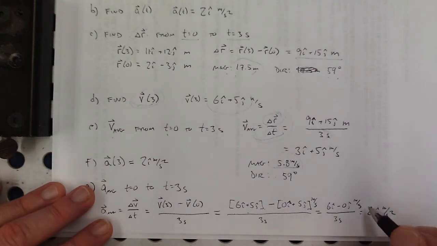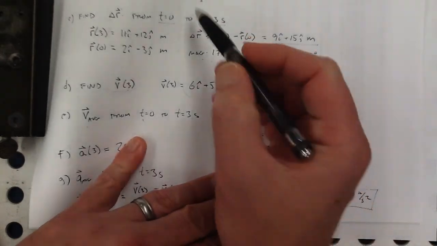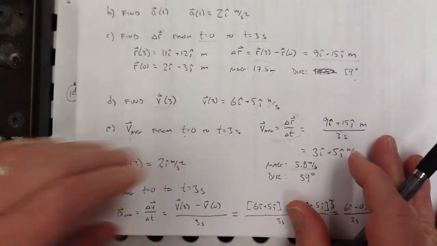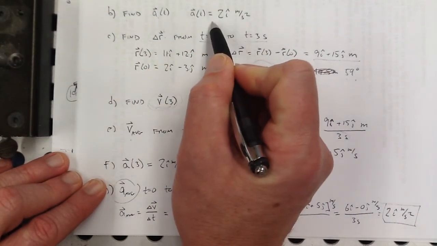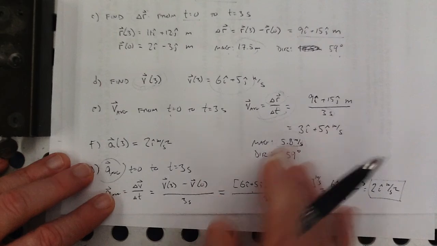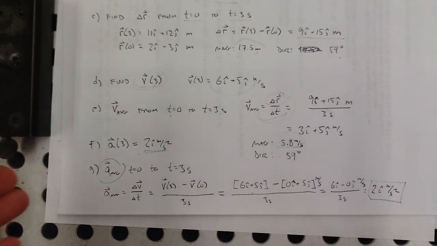Now that's interesting. You might be looking at this and saying, wait a minute, 2i meters per second squared, that's the same as this. Well, it makes sense that the average acceleration is the same as the instantaneous acceleration here, because the acceleration is constant. So your average is going to be exactly the same as the instantaneous. So that all worked out. All right, that should put you in good shape for doing some problems at the beginning of Chapter 4.